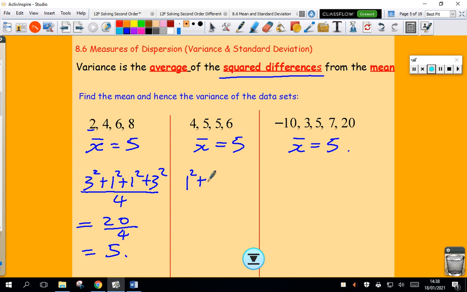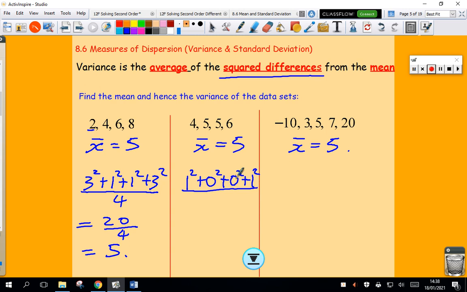5 is 0 units away from the mean here. It is equal to the mean, so the square of that difference is 0 squared. 5 again, that's another 0 squared. And then finally 6 is 1 unit from the mean, so we're going to square that distance. That's 1 unit away from the mean, so we square 1.